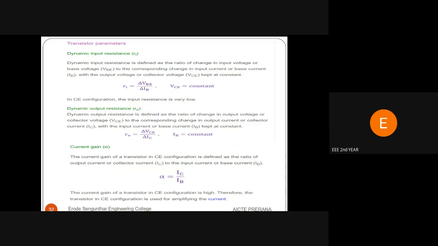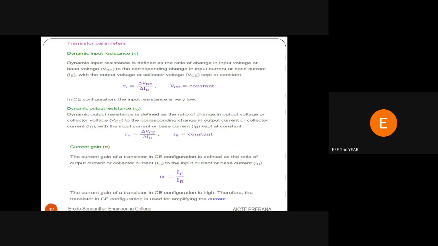From the input and output characteristics, we get three parameters for the common emitter configuration. The first parameter is input resistance. Input resistance is defined as the ratio of change in input voltage to change in input current. Here the input current is IB, input voltage is VBE. So input resistance Rin equal to delta VBE divided by delta IB at constant VCE.